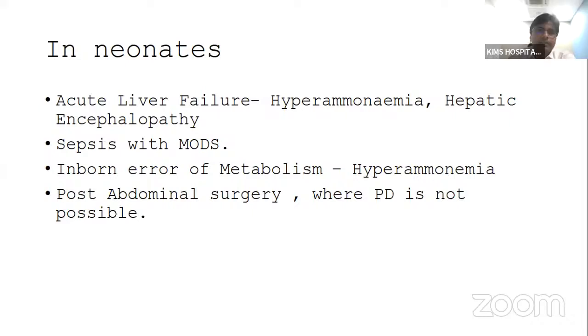Coming to neonates, I won't compare the benefits between PD as well as CRRT, which was already done in the previous classes. I'll just briefly go through the indications for which we will consider CRRT in neonates. Any neonate with acute liver cell failure with hyperammonemia and hepatic encephalopathy, or neonates with sepsis with MODS, with cytokine storm and very high inflammatory markers. Those form an indication for CRRT.